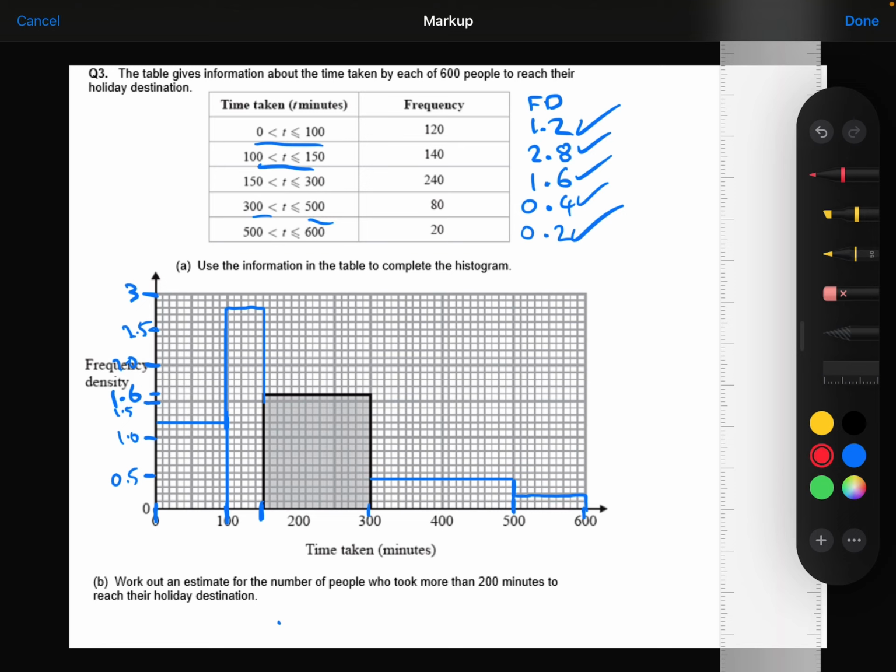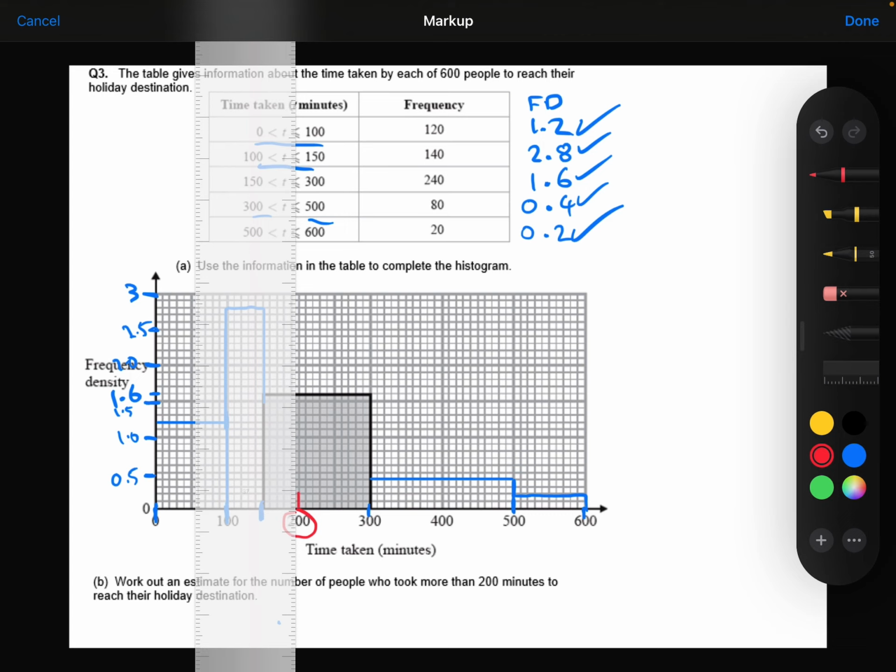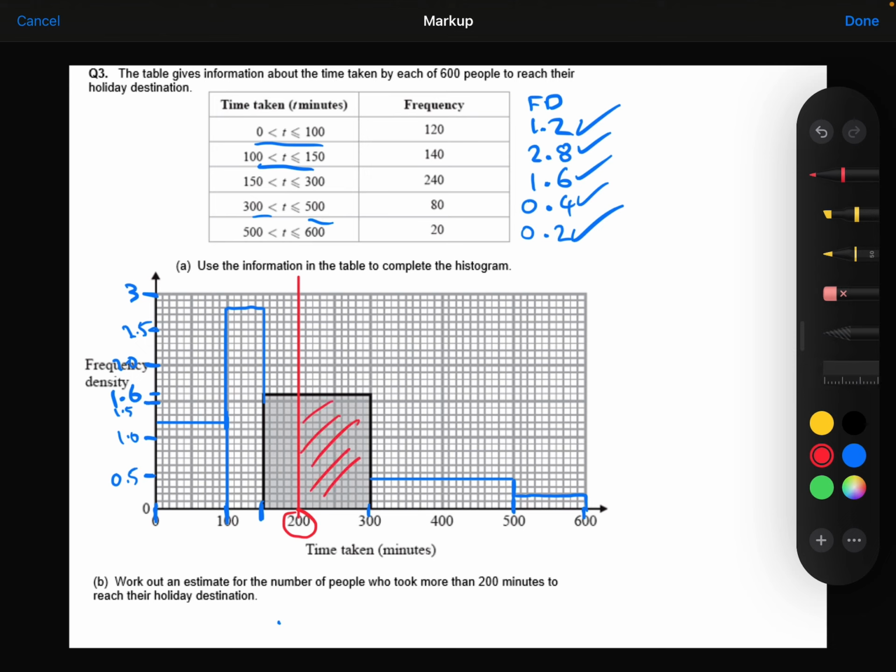Part B says work out an estimate for the number of people who took more than 200 minutes to reach their holiday destination. So here's 200. How many people took more than that? So that's everybody to the right of this line. That's all of these people, all of these people, and all of these people. Well, we know that there were 20 people in here because of this. I know that there are 80 people in here because of this.